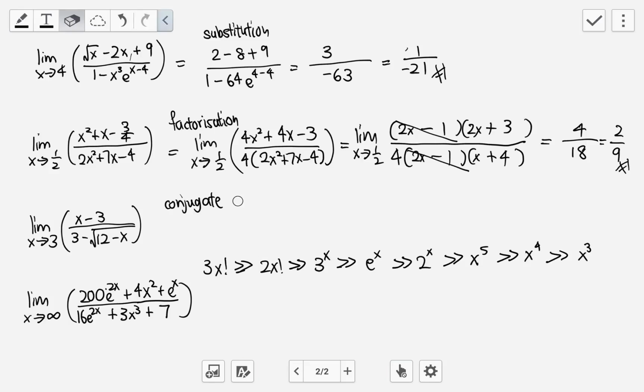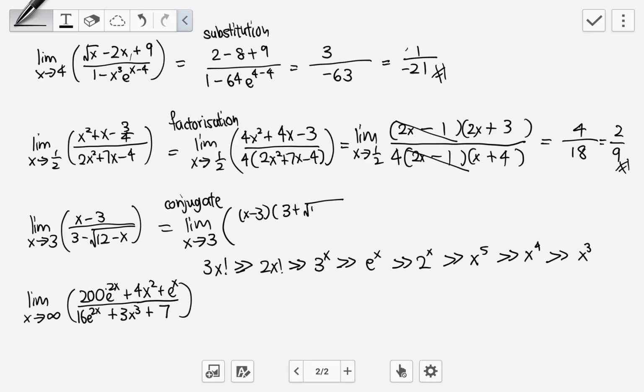So first thing I will do, this equals limit x approaches 3 still. Then I will multiply the top and bottom by x minus 3. Okay, multiply the top by 3 plus root 12 minus x. Essentially, this is the conjugate of this. Remember this equation, a plus b, a minus b gives me a squared minus b squared. So this will help me simplify the term below. Let's see how it helps me.